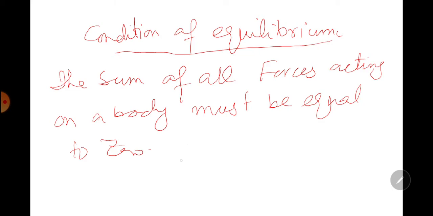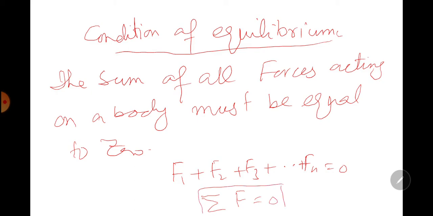Sum of forces, for example, F1 plus F2 plus F3 plus dot dot dot plus Fn is equal to zero. This is called summation. Summation F is equal to zero. So the first condition of equilibrium can be stated as: the sum of all forces acting on a body is equal to zero.